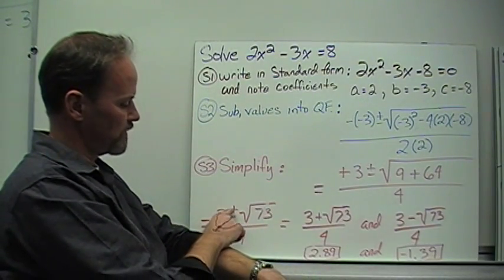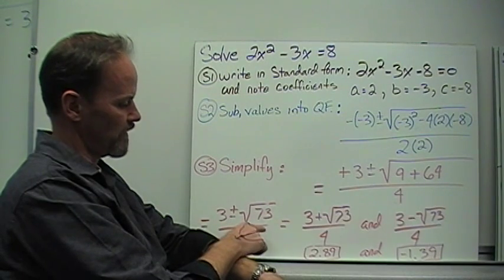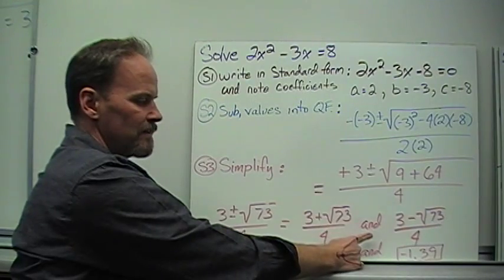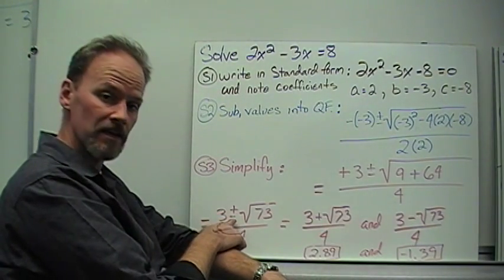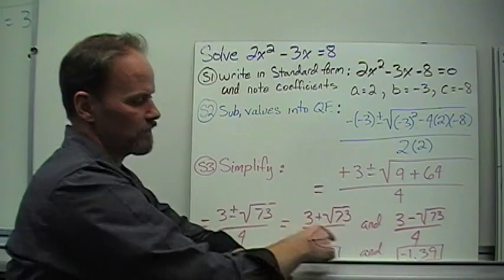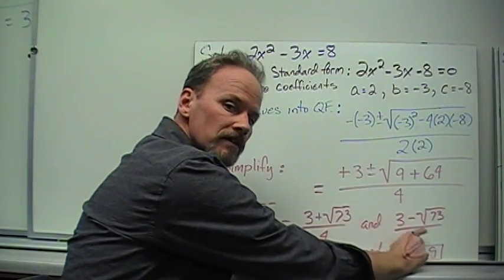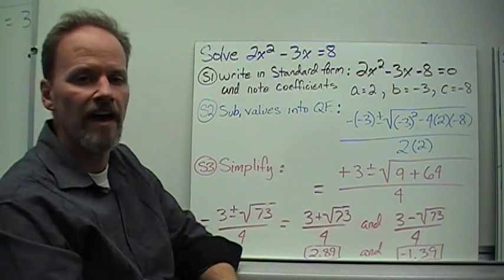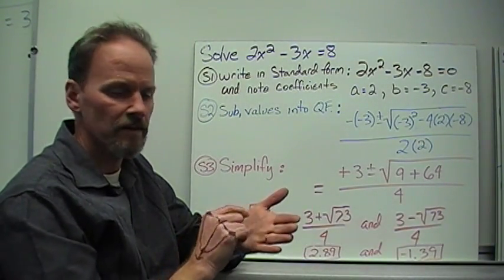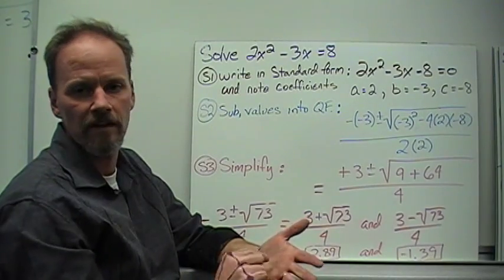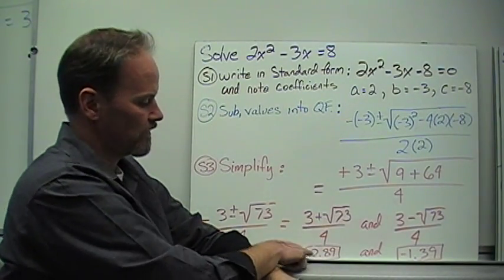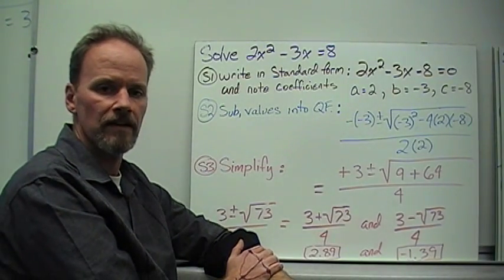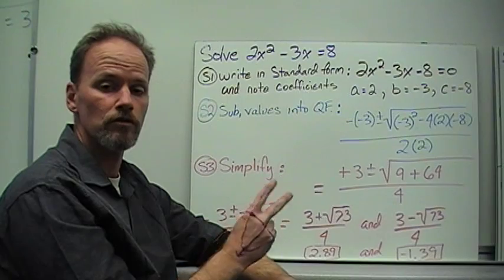I'm going to take 3 plus the square root of 73 divided by 4, and 3 minus the square root of 73 over 4. These answers right here, if I had a calculator, then I would punch them in there, and I'd find out what the square root of 73 is, and I would work it out. You would get 2.89. Over here, if you punched it out, you would get -1.39. Again, 2 roots.